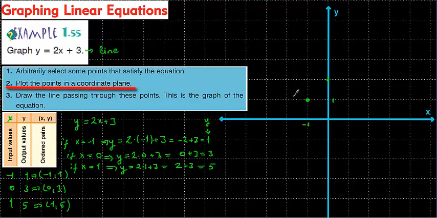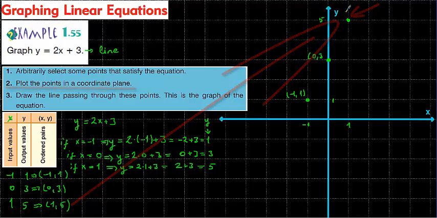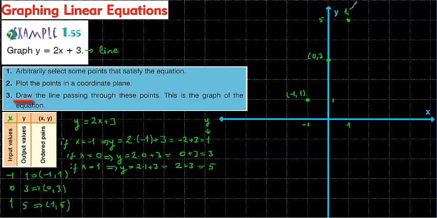Here, this is the first point. What is the first point? (-1, 1). The second point is here, the point (0, 3). And the last one is x is equal to 1, y is equal to 5. So the coordinate of this point is (1, 5).